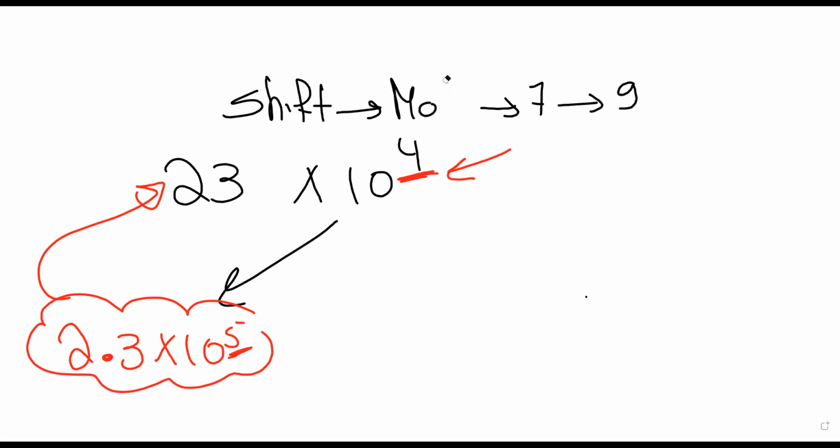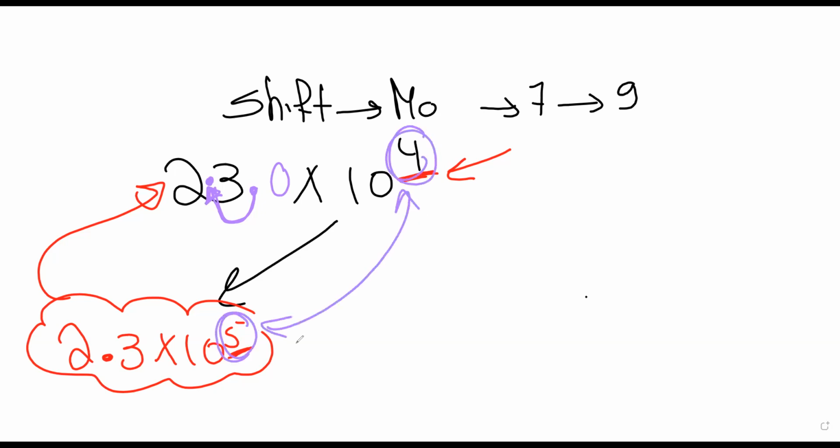Why is this number not standard form? Because the point is after the 3. To make it standard form, I have to put the point here, before the 2. I did it on the calculator, and it gave me 2.3 times 10 to the power of 5.